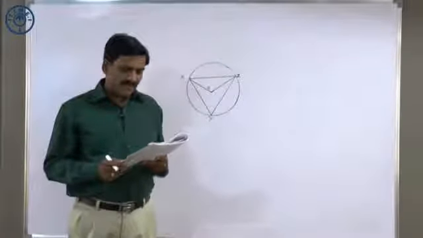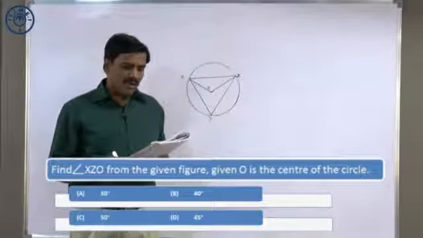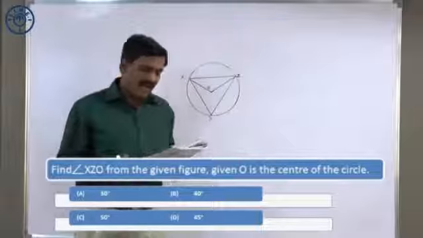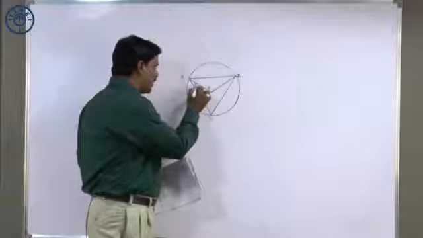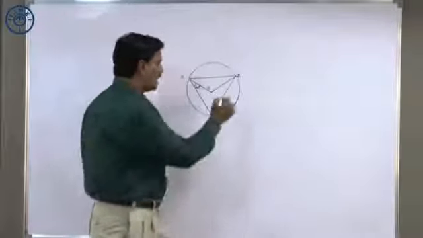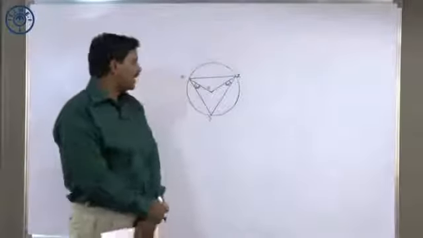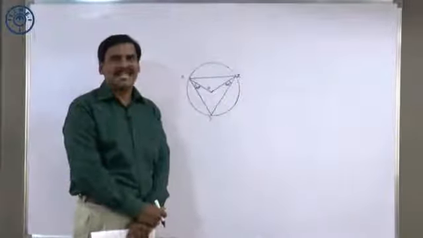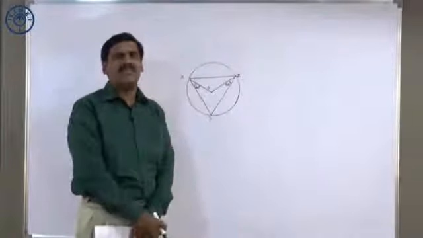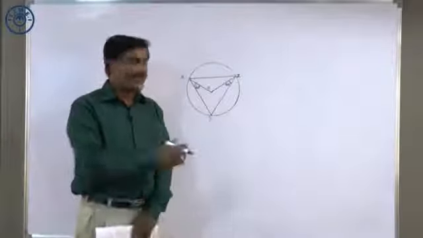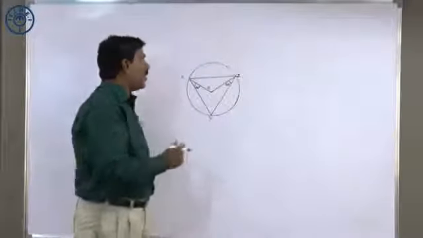The problem says find angle XZO from the given figure, given O is the center of the circle, and in the figure we have these two angles mentioned here. This angle is mentioned as 20 degrees, and we have one more angle, mentioned as 40 degrees. This problem appears to be on the same lines as what we did earlier, but it is completely different, because that was mainly focusing on arcs, whereas now we are dealing with the problem with one more aspect.